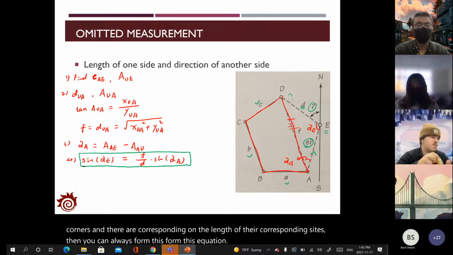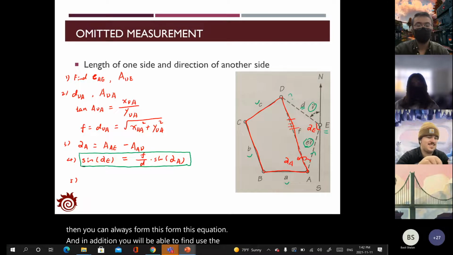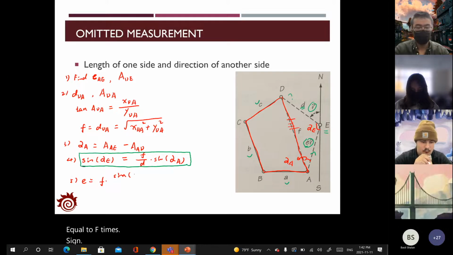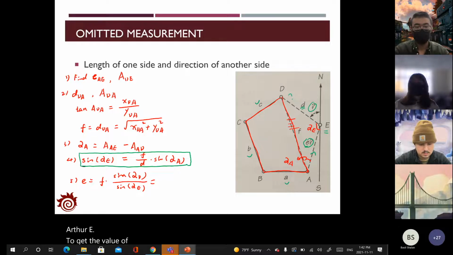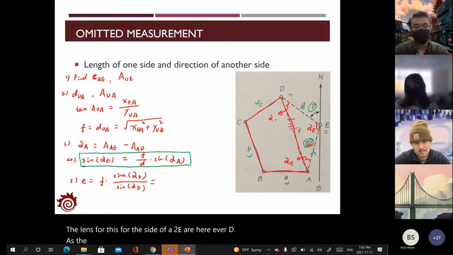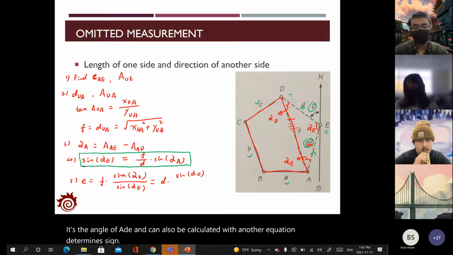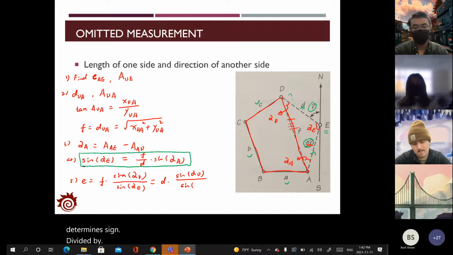And in addition, you will be able to use the equation E equals F times sine alpha D divided by sine alpha E to get the length of the side A to E. Here alpha D is the angle of ADE, and it can also be calculated with another equation, D times sine alpha D divided by sine alpha A.